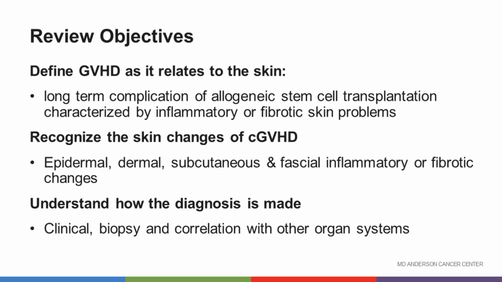And now I'm going to summarize what I've said and then be open to whatever questions we have. Our objectives were to define graft-versus-host disease as it relates to the skin. It's a long-term complication of allogeneic stem cell transplantation characterized by inflammatory or fibrotic skin problems. I want you to be able to recognize the skin changes of chronic graft-versus-host disease, be they epidermal, dermal, subcutaneous, or in the fascia, and to recognize if there are fibrotic or scleroderma-like skin changes.